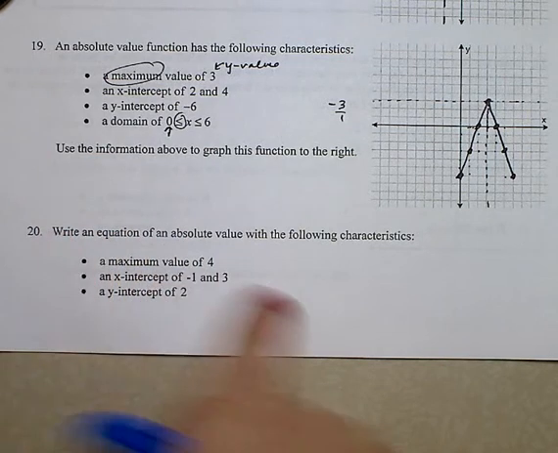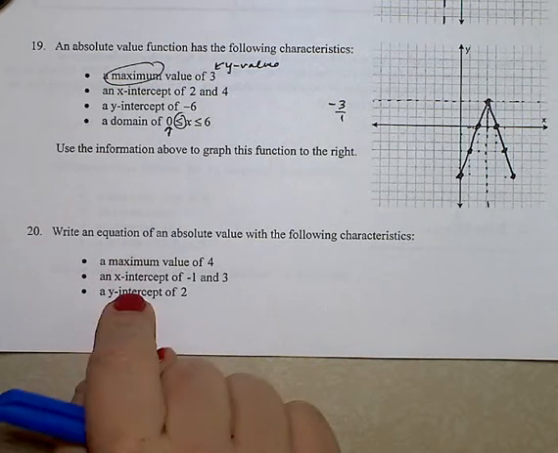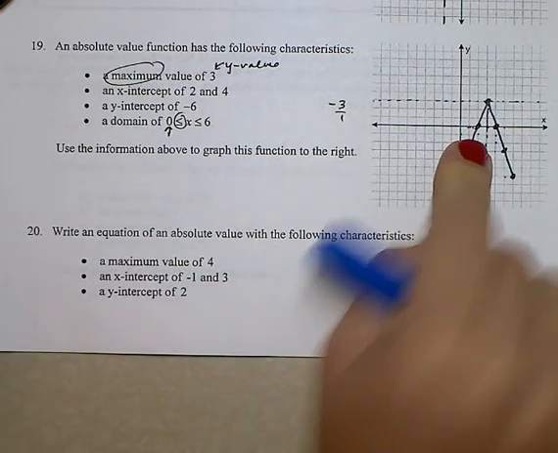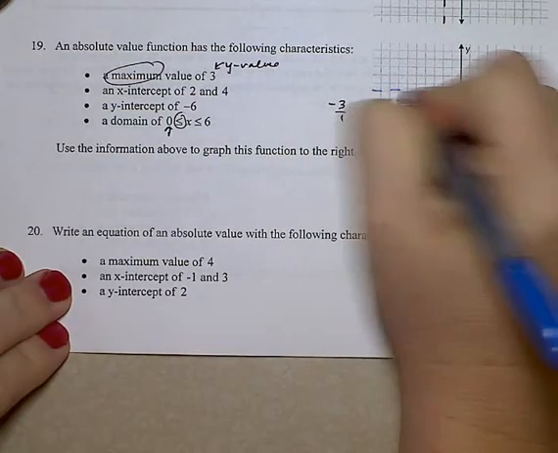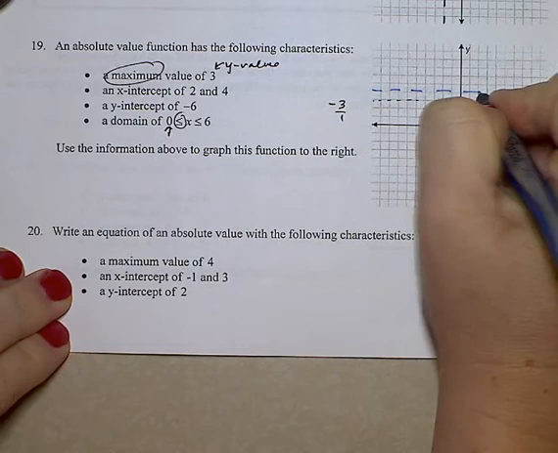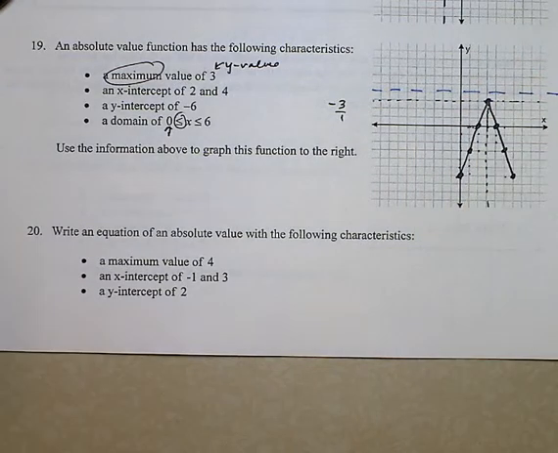So I'm going to use the characteristics here. I'm going to graph it, and then I'm going to come up with an equation. So write an equation of the absolute value function with the following characteristics. So let's do this here together. Again, we have a maximum value of 4. So I'm going to go up to 4. I'm going to do it with a different color. My personal opinion is it's easier to graph it, and then after you have a graph, we can write an equation.